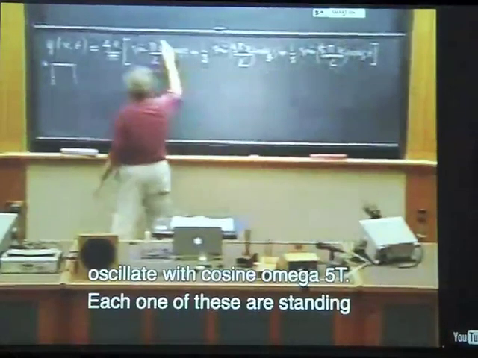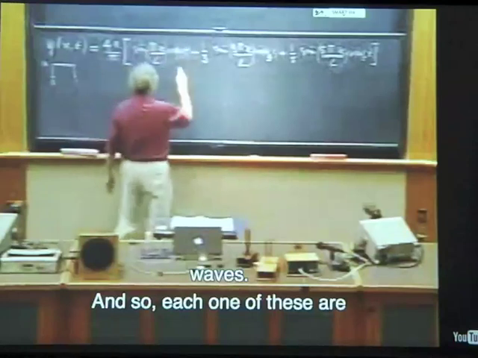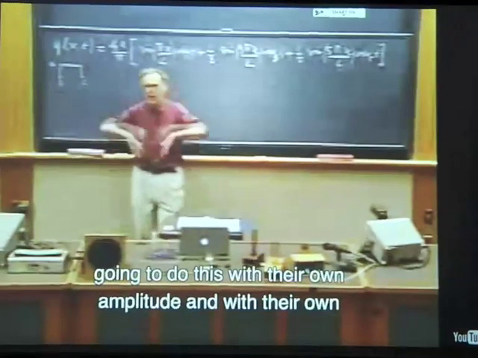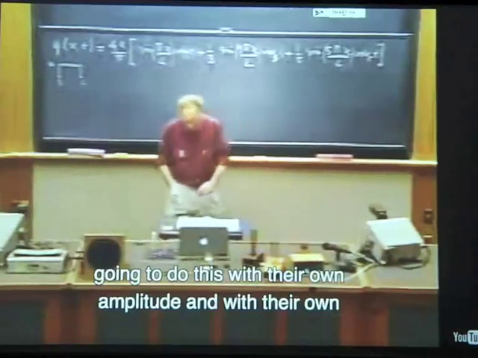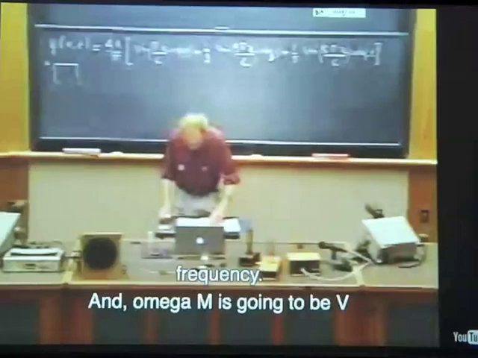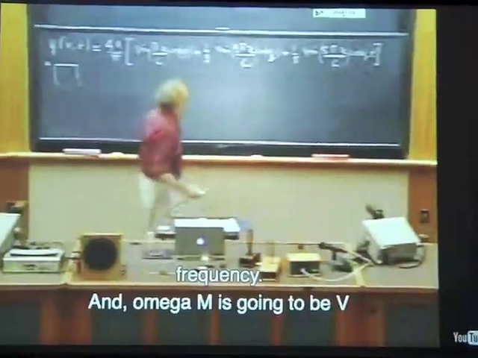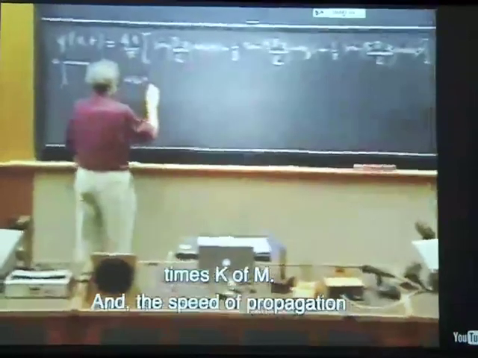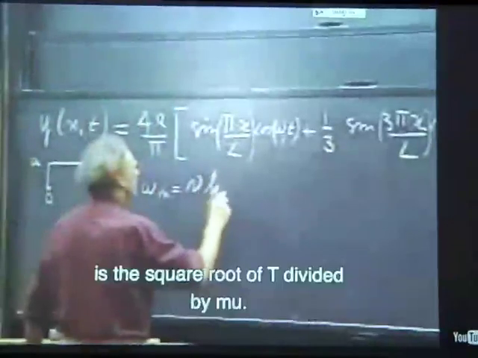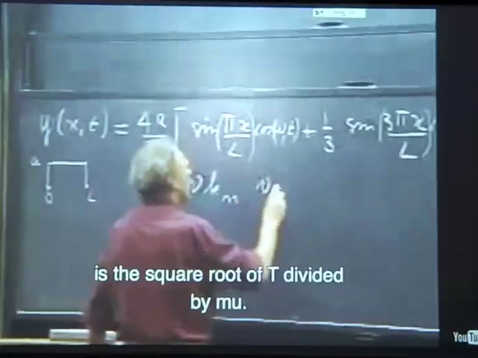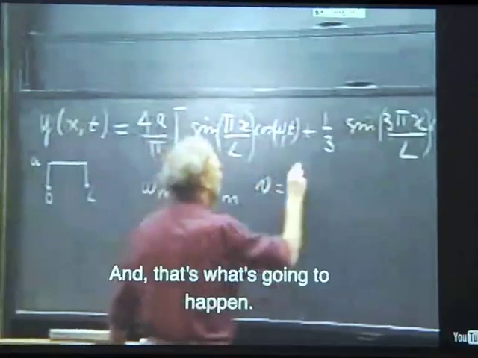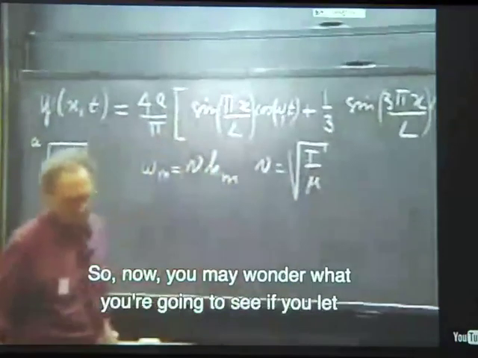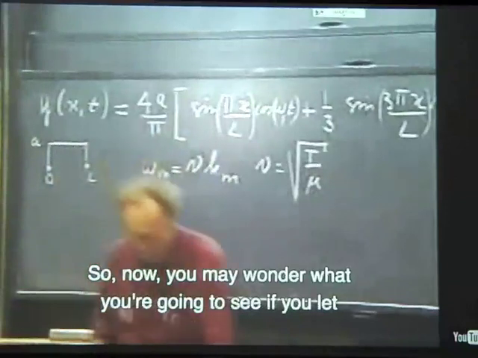Each one of these is a standing wave, and each one is going to do this with its own amplitude and its own frequency. And omega m is going to be v times k of m, and the speed of propagation is the square root of T divided by mu. And that's what's going to happen.